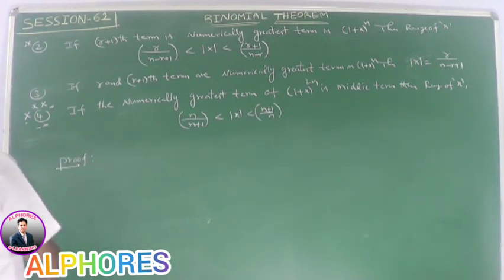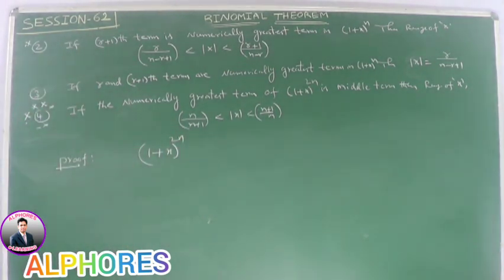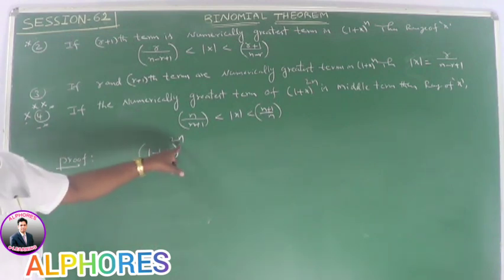Here, what is the given binomial expansion? (1 plus x) whole power 2n. It is the given binomial. Given binomial expansion is (1 plus x) whole power 2n. Here the binomial index is 2n.